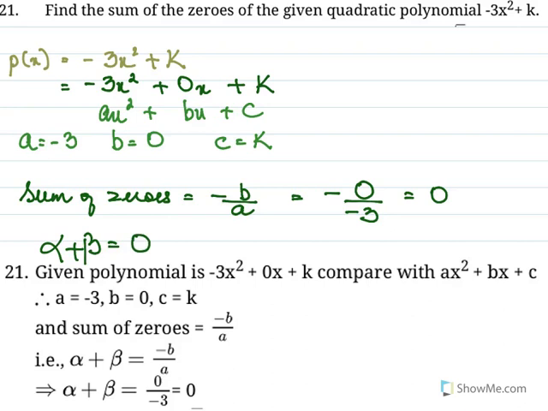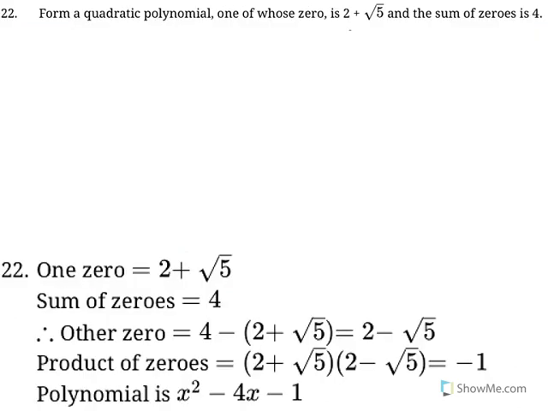Here again for the solution, this is the polynomial. You compare it with the standard ax square plus bx plus c. When you do it, you get a equal to minus 3, b 0, c k. Sum of zeros is minus b by a, and putting the values you get alpha plus beta equal to 0.